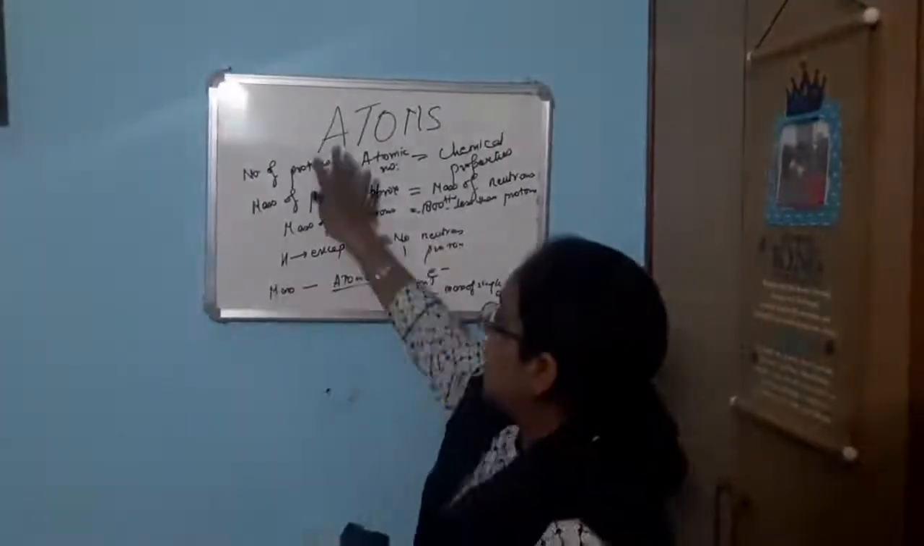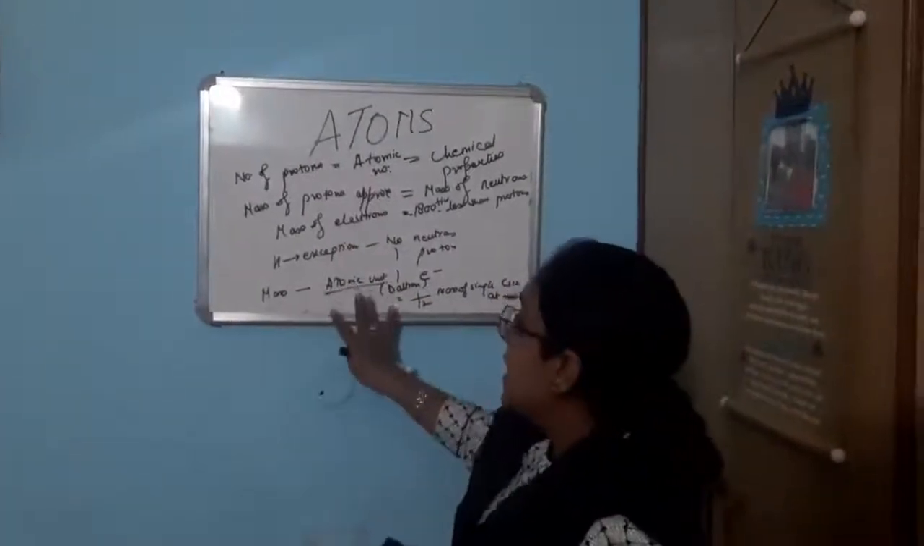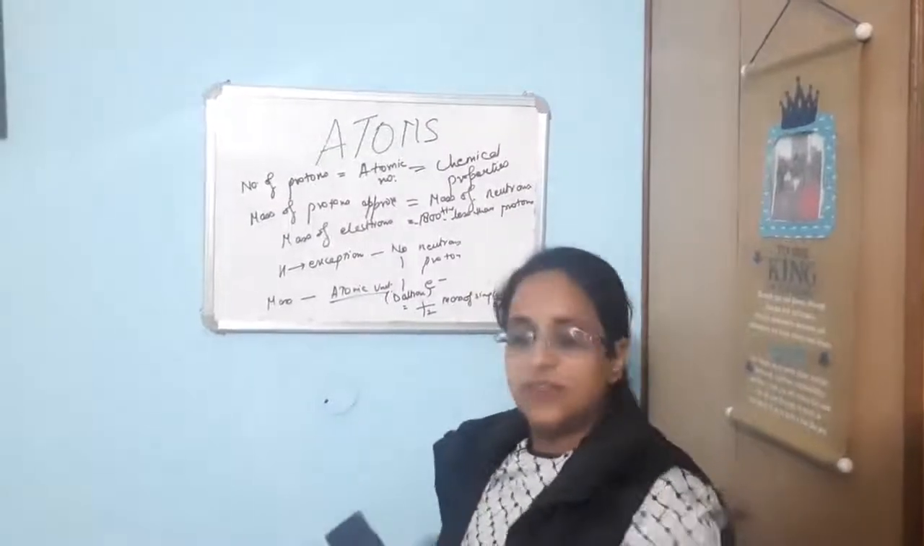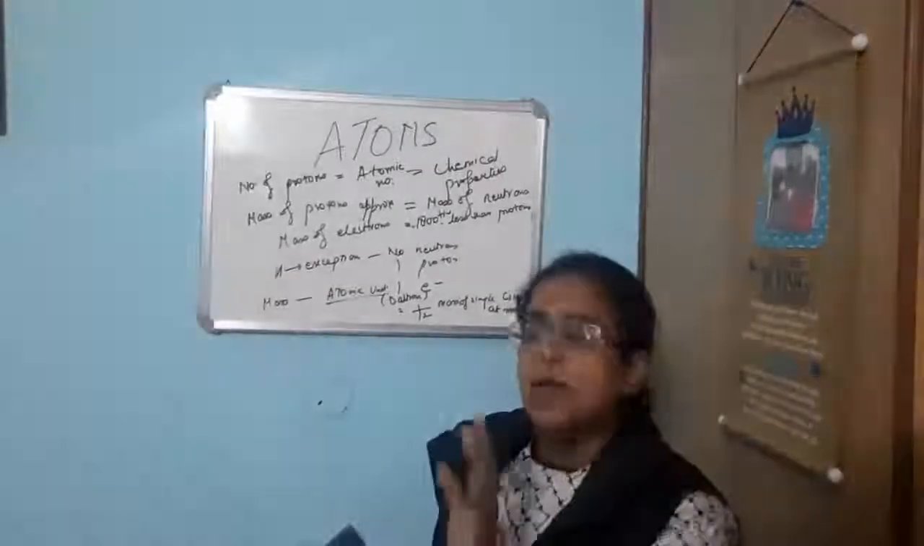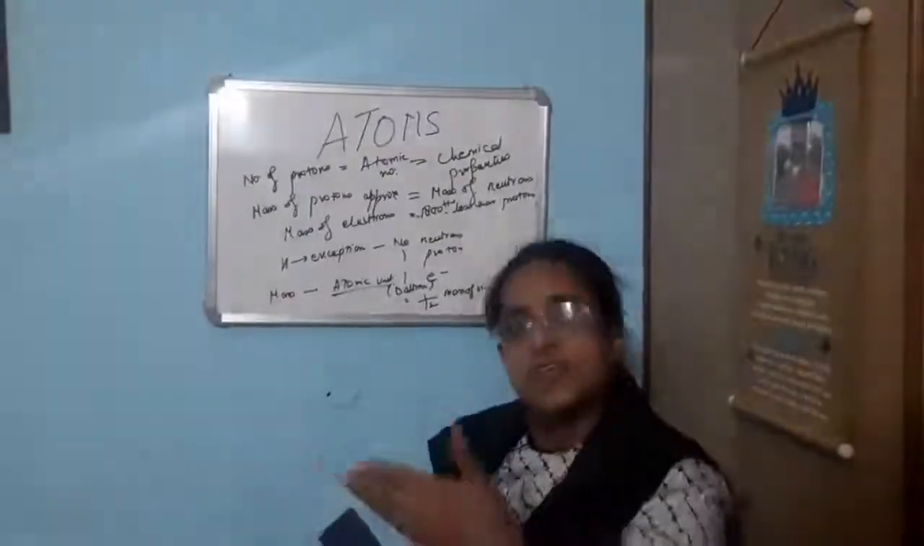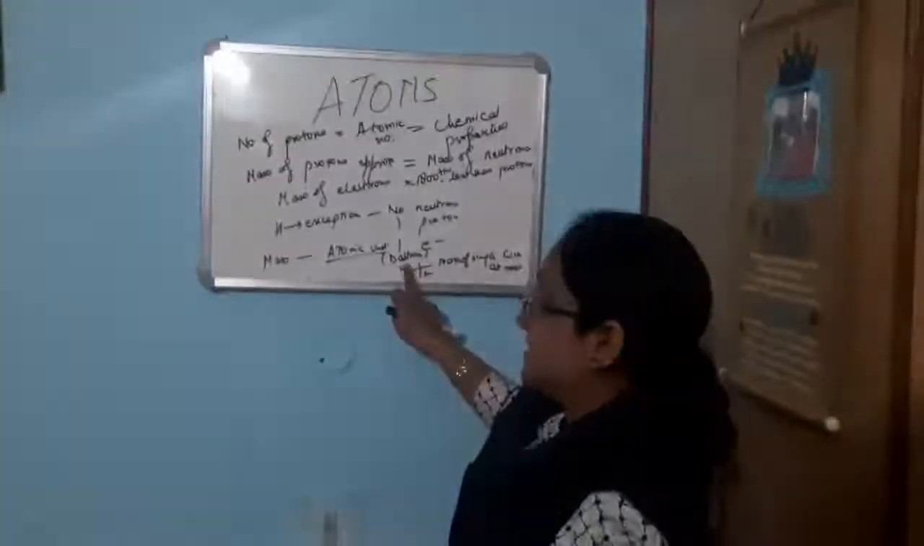Now the mass of the atom. The mass of the atom is measured in atomic units. We know the SI unit of mass in our general terms is kilograms or grams, but here as the mass is very small, it cannot be measured in kilograms and grams. It is measured in daltons.